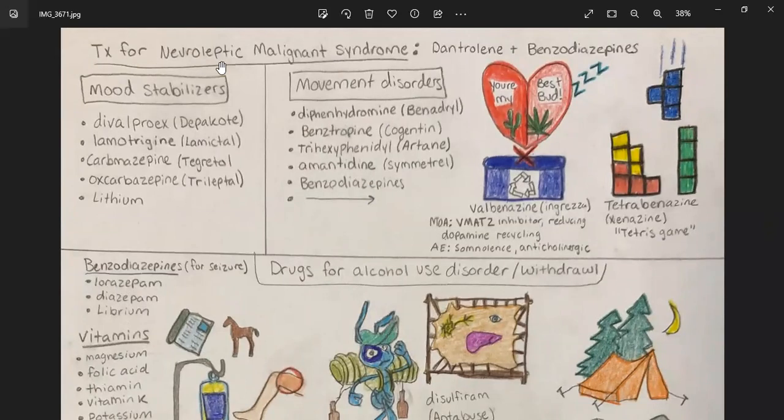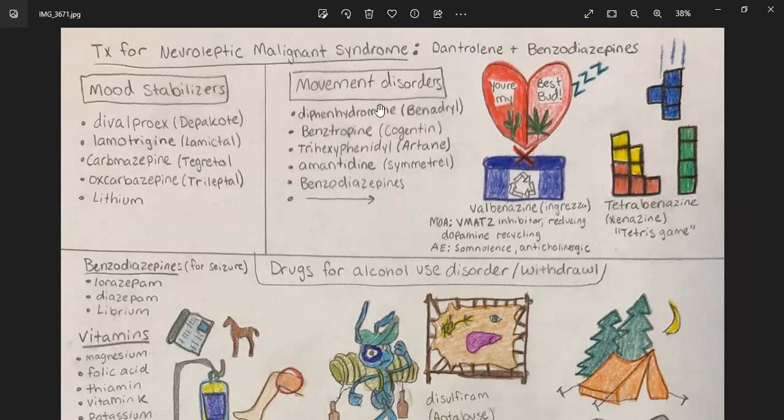The treatment for neuroleptic malignant syndrome, which is your EPS, is going to be dantrolene plus a benzodiazepine. In one of my drawings, I don't think I have a picture of it, but dantrolene was represented by a little kid named Dan, and he was jumping on a trampoline, and he broke his leg because he didn't have enough calcium intake. Because the MOA for dantrolene has something to do with calcium. And then we know all about benzodiazepines. So I'll talk about mood stabilizers in a second, and then mood disorders.